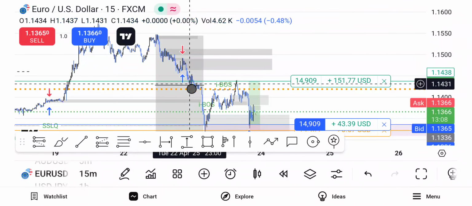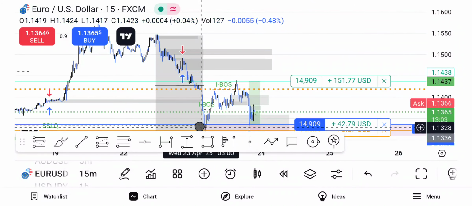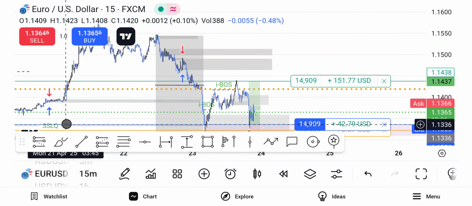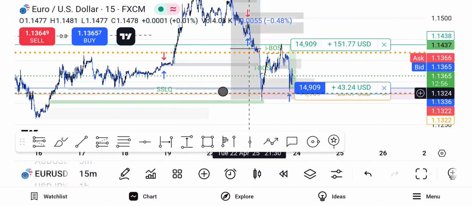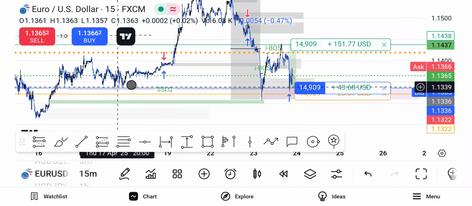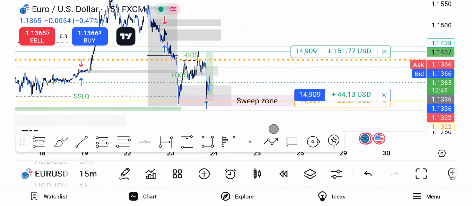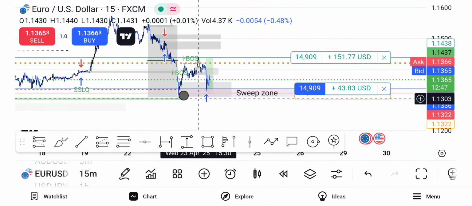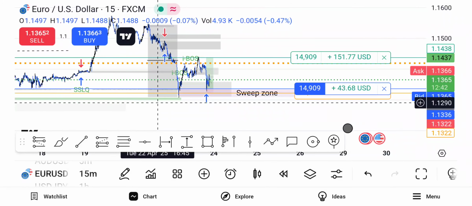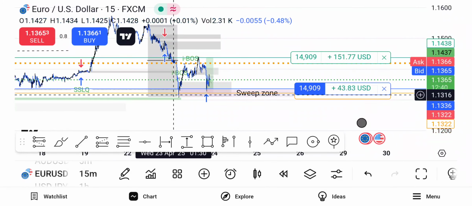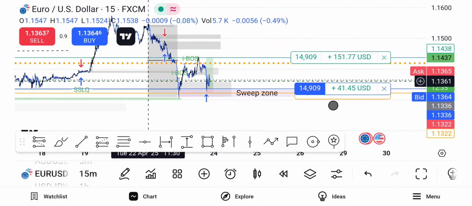So after this breakup structure, I waited for the market to complete the pullback and at least sweep the liquidity that was formed here. These are the sell side liquidity that were formed between these lows, and you can see that I marked this zone, this big box, which indicates the swing range of this pullback round.